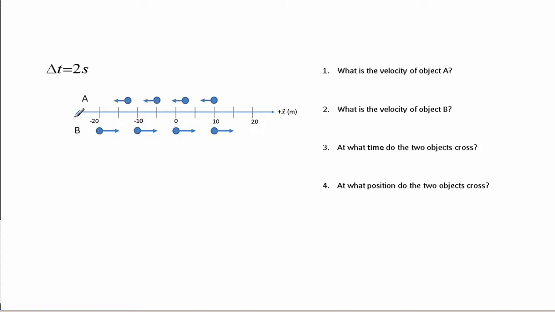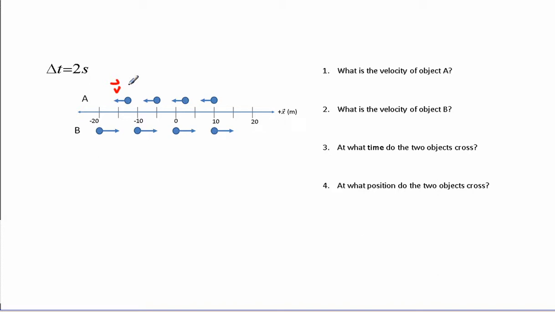So first of all, what we have here is two objects, A and B. Remember, this axis is not a time axis, this is a position axis. And these little arrows here are not just arrows, they're velocity vectors. So really we could come in here and say something like that above each one of these arrows.